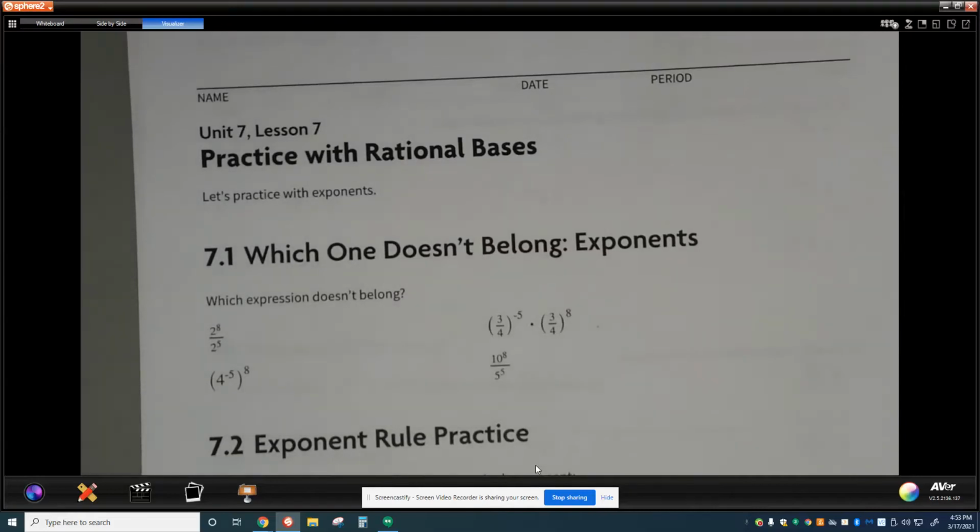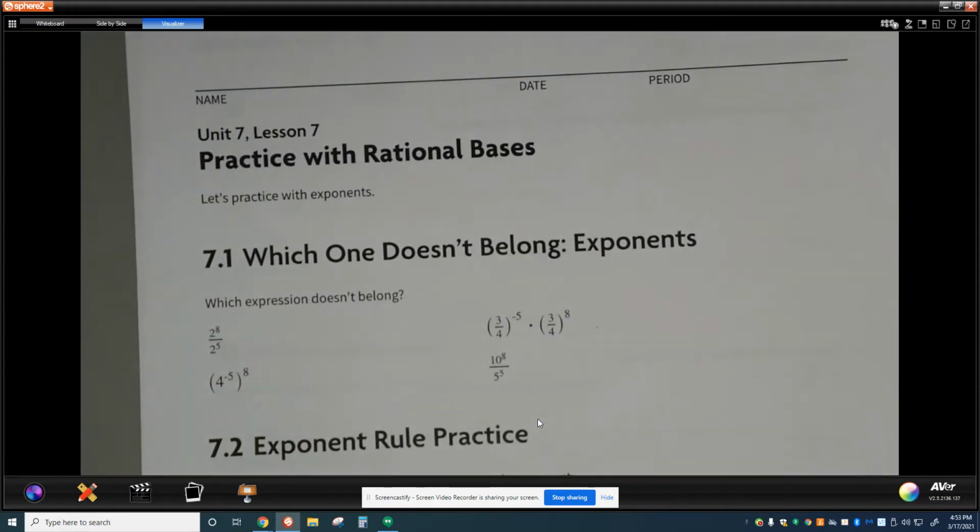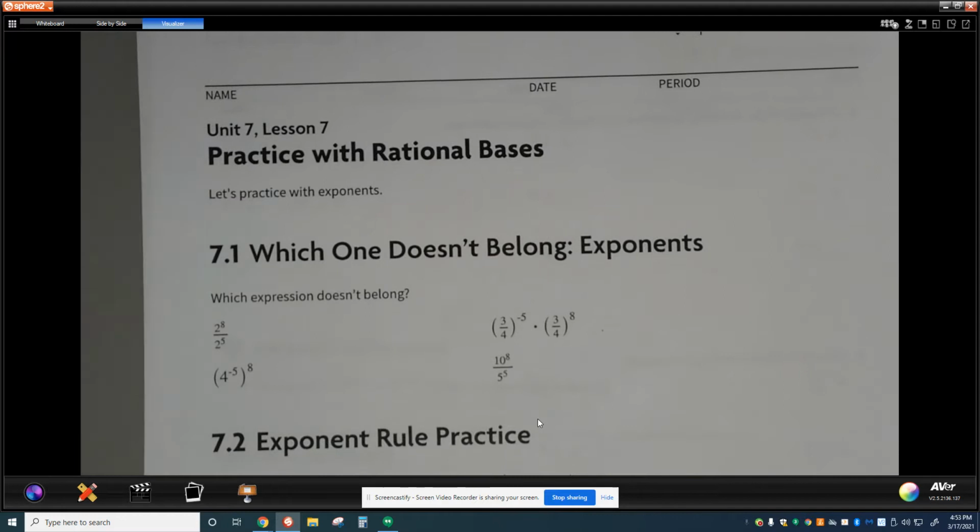Welcome to Unit 7, Lesson 7, Practice with Rational Bases. When we talk about rational bases, it means we're going to be working with fractions and integers. Possibly in the homework, you'll see a little bit with decimals, but no problem. Most decimals are rational. It's the ones that never end and never repeat that are not rational.